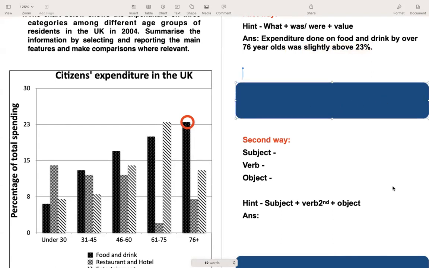Sir, how do we find out that these are the years, which is shown above in the bar graph?